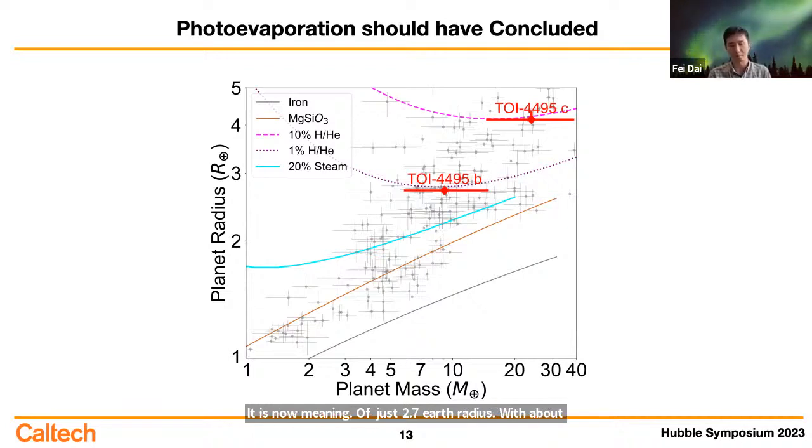hydrogen-helium envelope. On the other hand, the outer planet, which is on a 5-day orbit, seems to still manage to hold on to its atmosphere, requiring about 10% of its mass in a hydrogen-helium envelope. The much heavier core of the outer planet, perhaps larger than 20 Earth masses, was instrumental for suppressing photoevaporation on that planet.